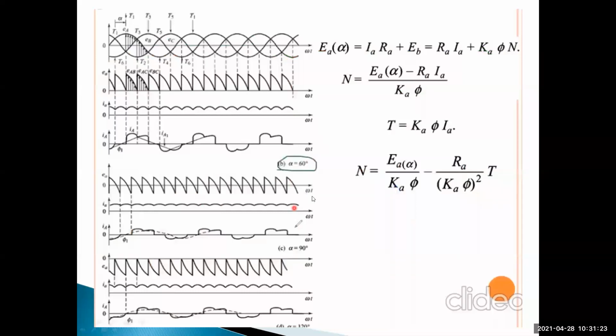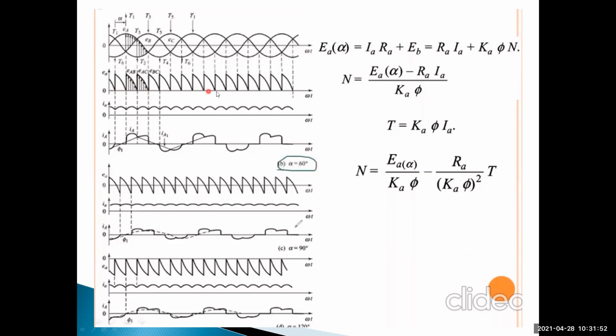Understood? This is alpha equal to 60 degrees and alpha equal to 90 degrees, and we will get the output voltage waveforms like this. Pi by 6 plus alpha, that is for alpha less than or equal to 60 degrees, that means up to 90 degrees: pi by 6 plus 60 means 30 plus 60, 90 degrees. Below 90 degrees in the triggering sequence, we will get the output voltage like this, so there is no negative peak.